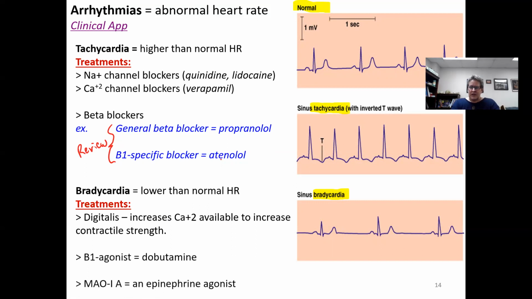The other thing would be to give them a beta 1 agonist drug like dobutamine, and this drug will stimulate the beta 1 adrenergic receptors on the pacemaker and increase its rate. Another thing you could do is to increase the epinephrine available to the heart's pacemaker. And so you could give an MAOI class A, and that would increase the amount of epinephrine available. And so more epinephrine means more stimulation of the heart's pacemaker.